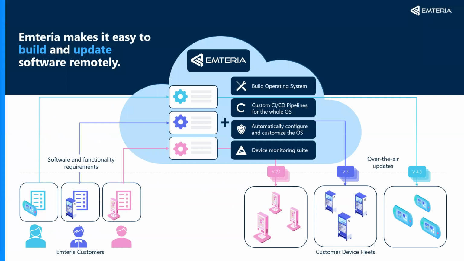And as maybe a last slide, just to give you a better idea of what exactly we are doing at Emteria, and we're doing exactly that. So we provide customers with the possibility to provide customizations and requirements for their functionality, and in our cloud we build the system and we put the customization on top of it and provide them basically with custom CI/CD pipelines for the whole OS with the customizations on top, so they can deploy different versions of their images to their devices.